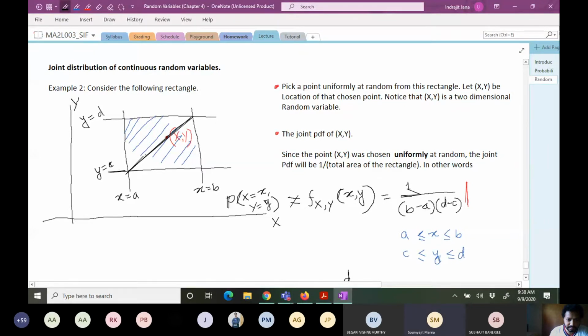Probability density function. The joint probability density function along the diagonal is the same, so whatever is written here is the same. This probability density function is valid for all the values of x, from a to b, and for all the values of y, from c to d, which includes the whole rectangle, including the diagonal. I don't understand what the problem is.